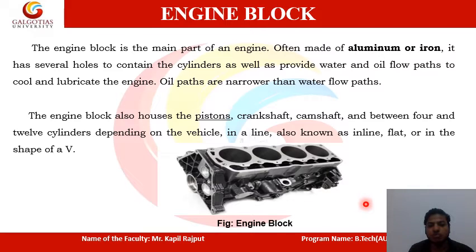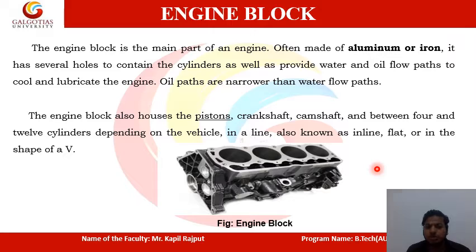Now coming to the engine block. In this diagram you can see the engine block. The engine block is the main part of an engine, often made of aluminum or iron. It has several holes to contain the cylinders, as well as provide water and oil flow paths to cool and lubricate the engine. As you know, lots of heat is generated in the combustion process, so to cool it down, paths are provided, and lubrication is also there in the engine. Oil paths are narrower than water flow paths.